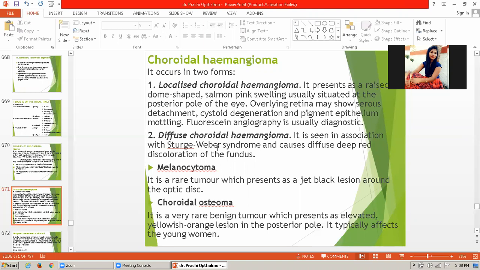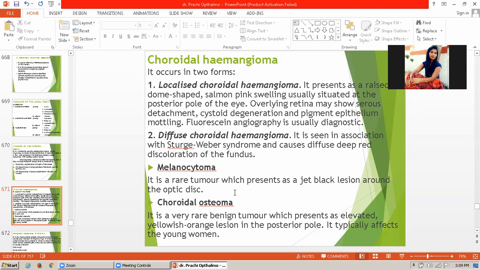In that, second is a diffuse choroidal hemangioma, which is seen in association with Sturge-Weber syndrome and causes a diffuse deep red discoloration of the fundus. So diffuse choroidal hemangioma is associated with Sturge-Weber syndrome and causes a diffuse red discoloration of the fundus.